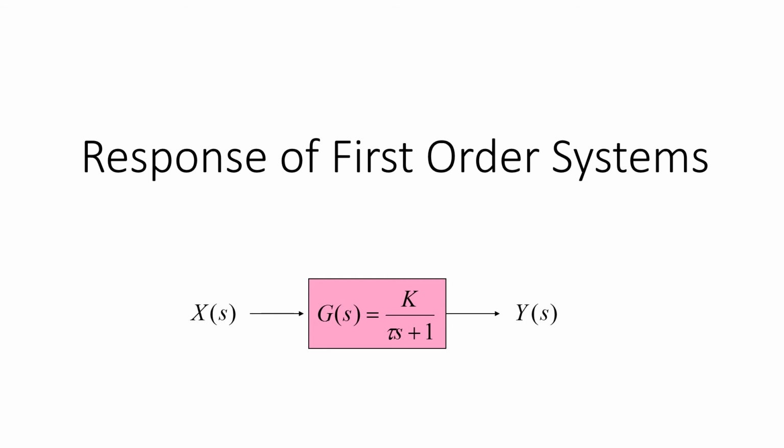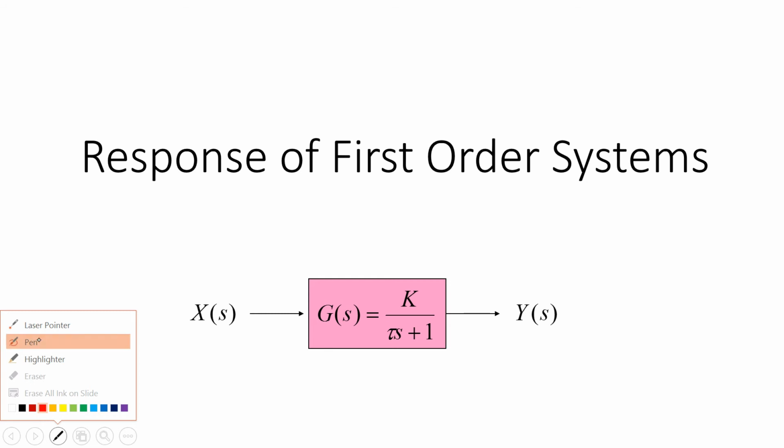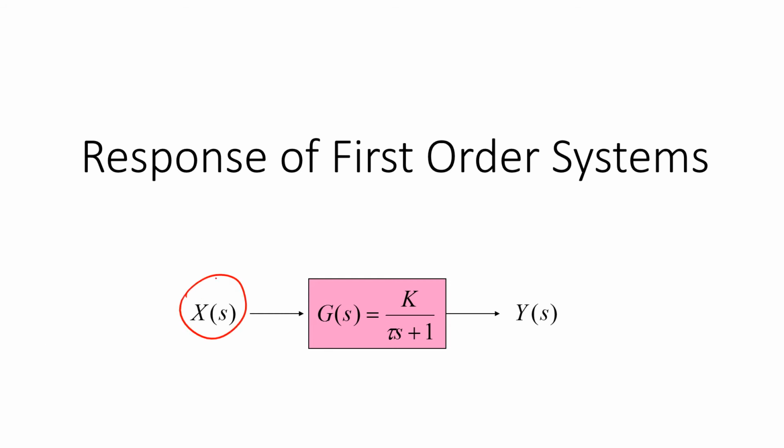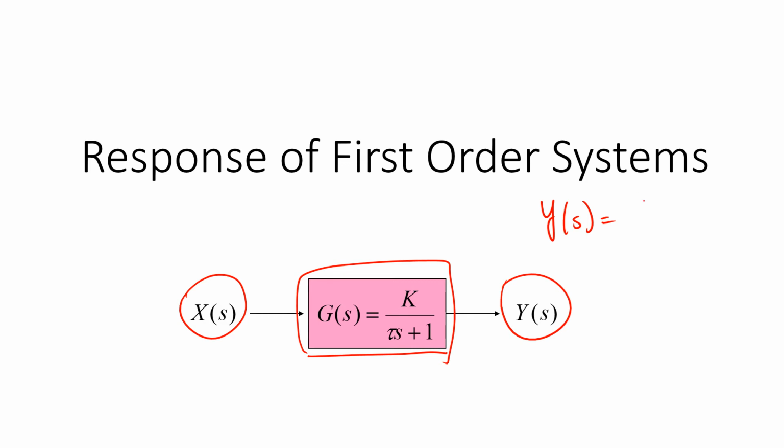We're going to talk about response of first order systems. We have input that's going to be x right here, and then output which is y, and this transfer function that's here in the pink box is going to relate the input to the output. Or if we just write this as an equation, we have y of s equals k over tau s plus 1 times x of s.